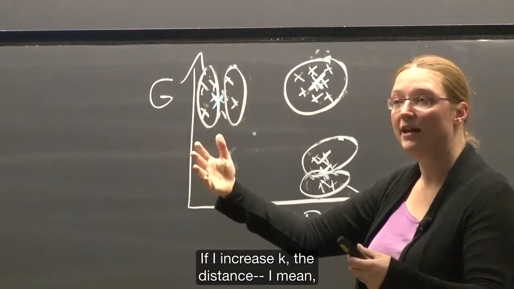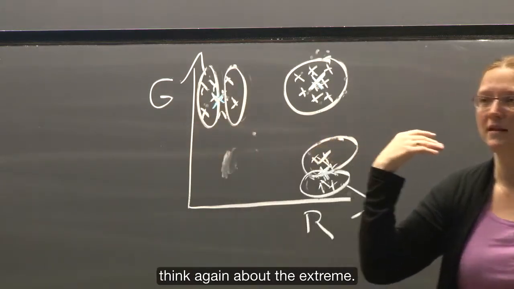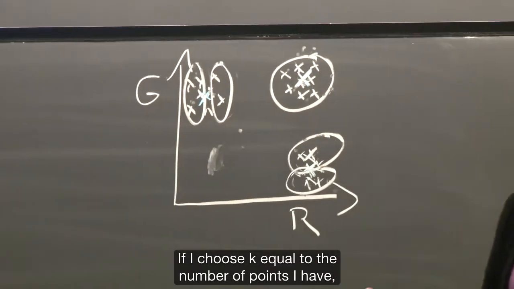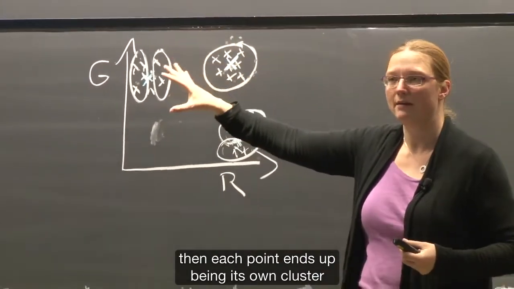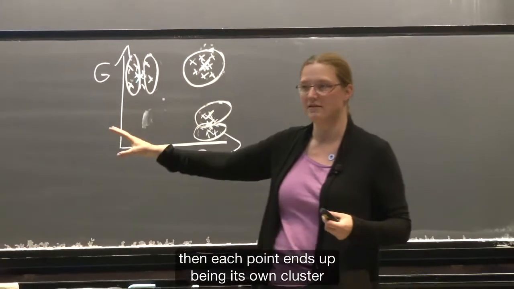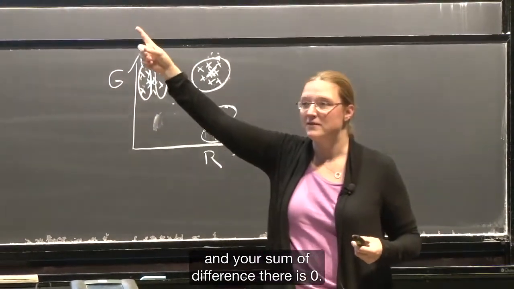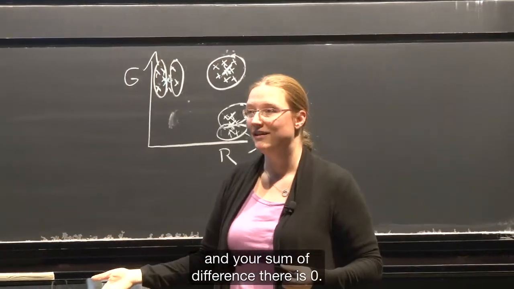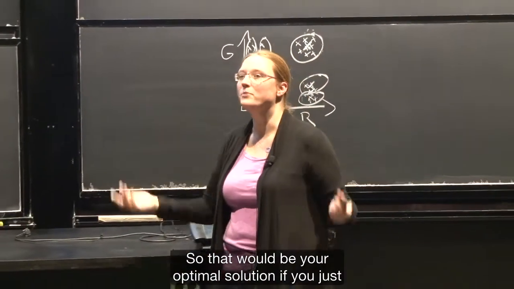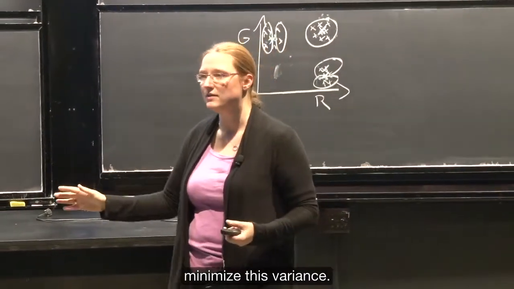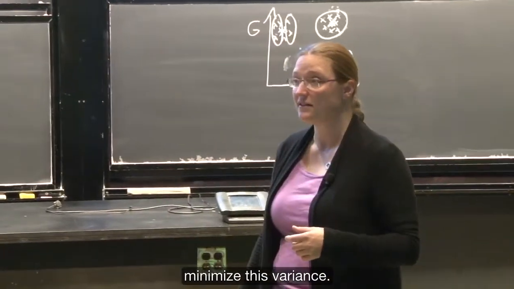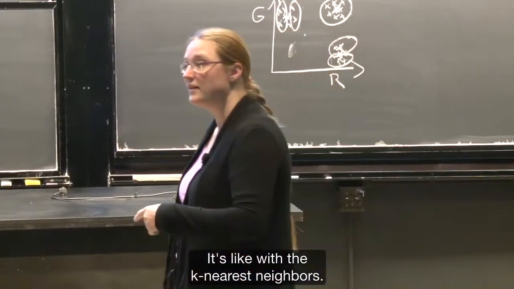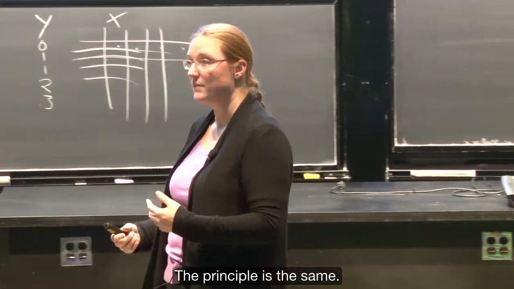If I increase k, think again about the extreme, right? If I choose k equal to the number of points I have, then each point ends up being its own cluster. And your sum of differences there is 0, right? So that would be your optimal solution if you just minimize this variance. It's like with the k-nearest neighbors. The principle is the same.